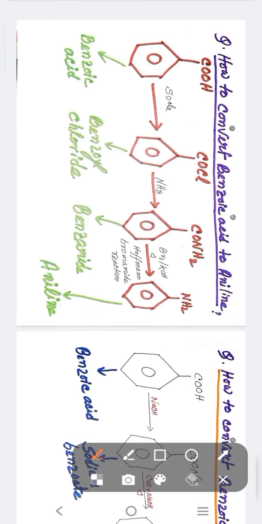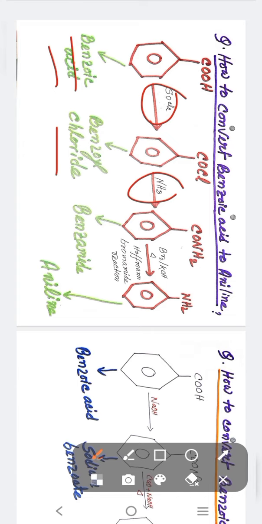My dear viewers, how to convert benzoic acid to aniline? At first, benzoic acid reacts with thionyl chloride, that is SOCl2. Product formed is benzoyl chloride. Benzoyl chloride reacts with ammonia.